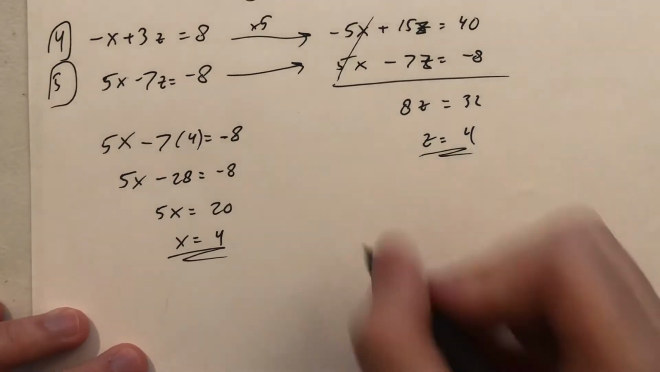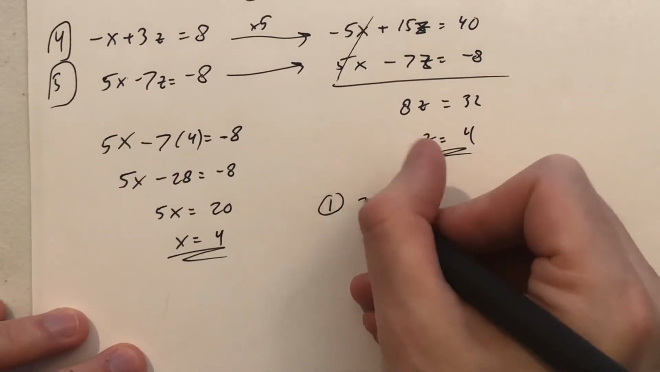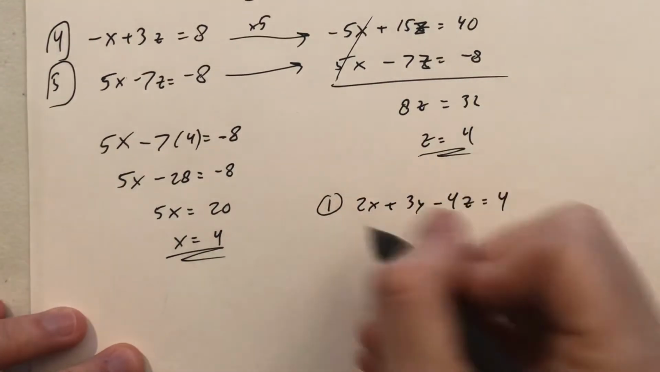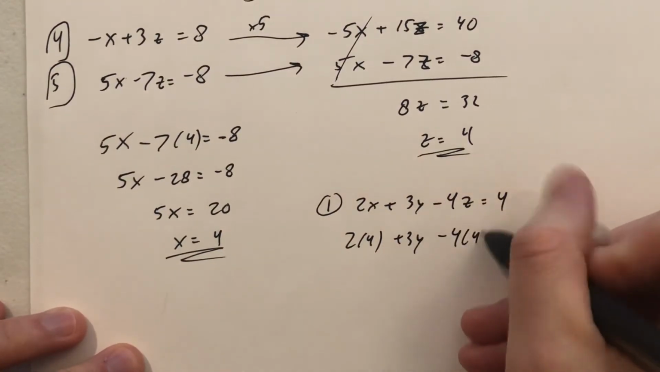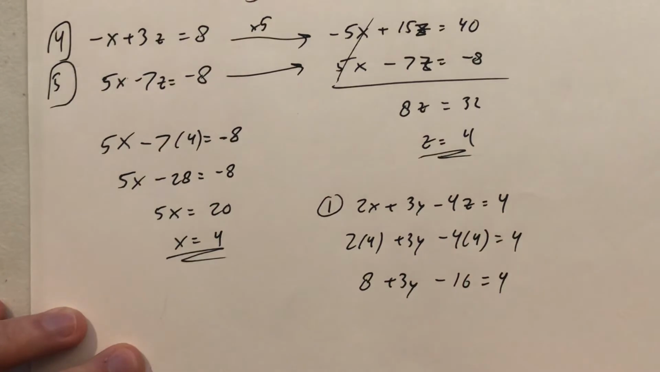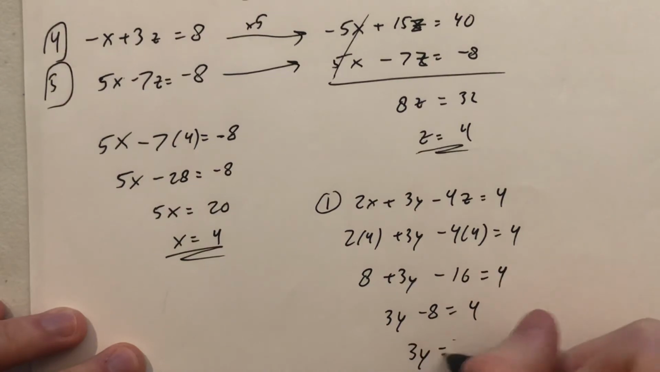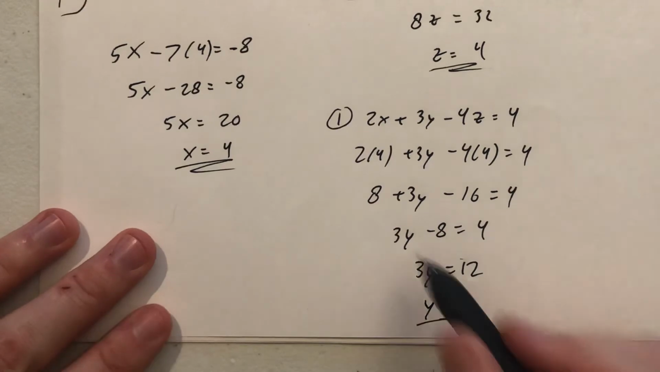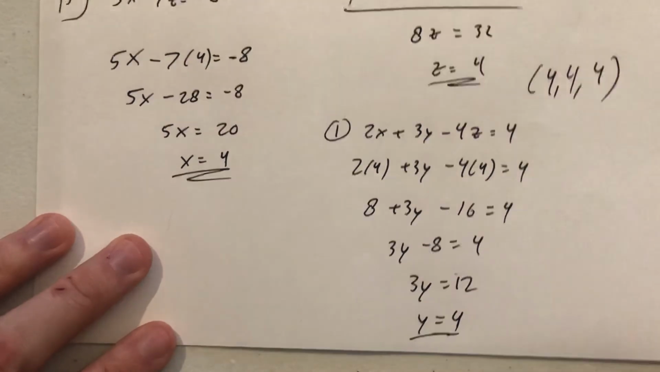And now we've got to go back to one of our equations that involved y, so not equation 3 basically. And we'll go with the 2x plus 3y minus 4z equals 4. And plugging these in, I'll see if I can do it right this time, since I messed up on the last video. 8 plus 3y minus 16. That's going to give me 3y minus 8. Add the 8 and divide by the 3. And we get 4. So x, y, z is going to be the coordinate point 4, 4, 4.